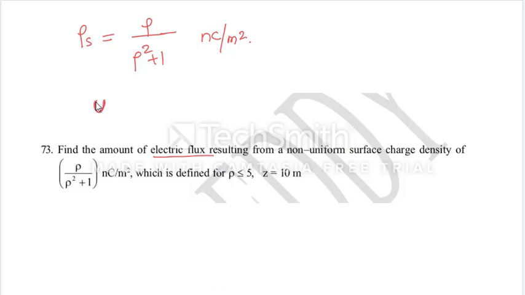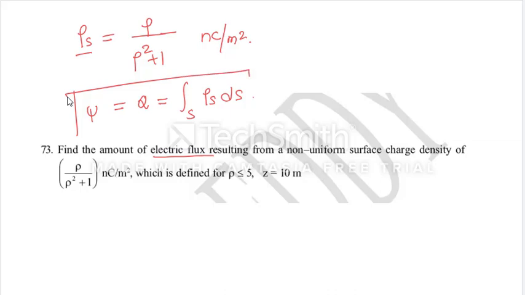The electric flux, as we know according to Gauss law, the flux is equal to Q only, which is equal to the surface integral of rho s into ds. Flux is equal to Q. Rho s is given, so I want to get the flux now. Flux is nothing but Q only according to Gauss law. So let us find out this thing here.